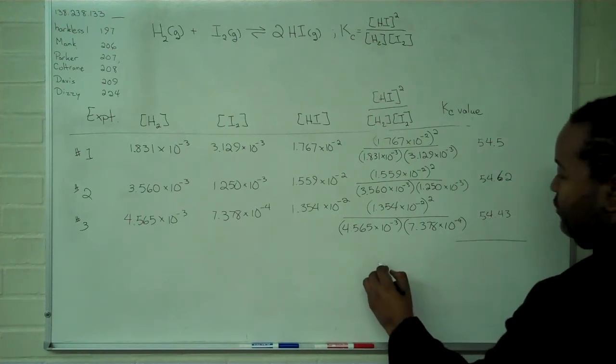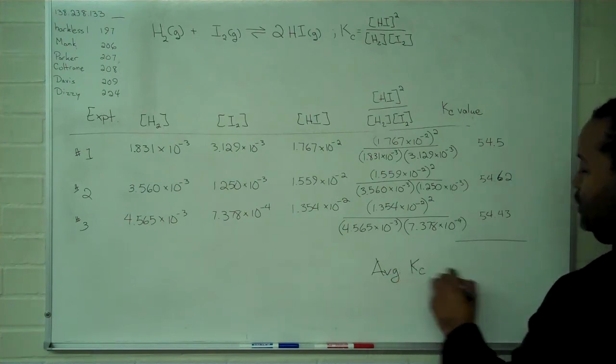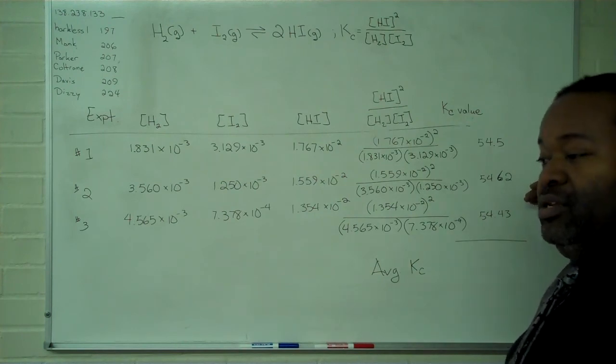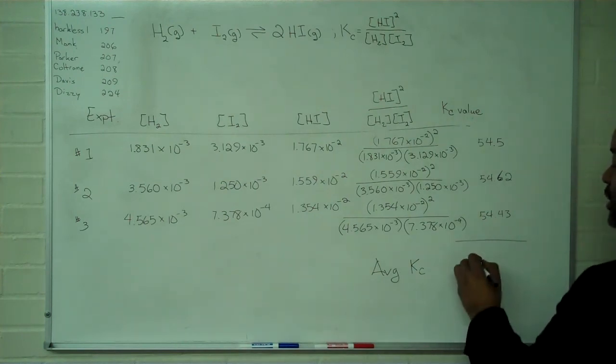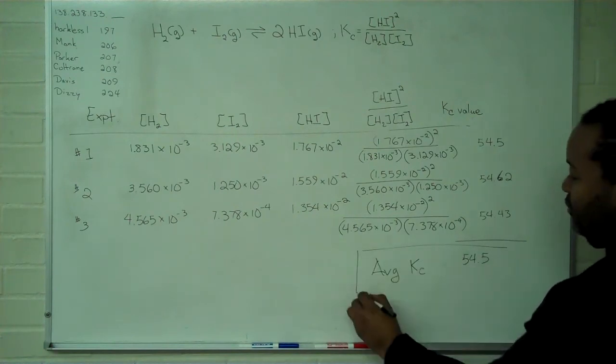Now, to get the average Kc, we'll just add these three values up and divide, and we find that the average value is in fact 54.5.